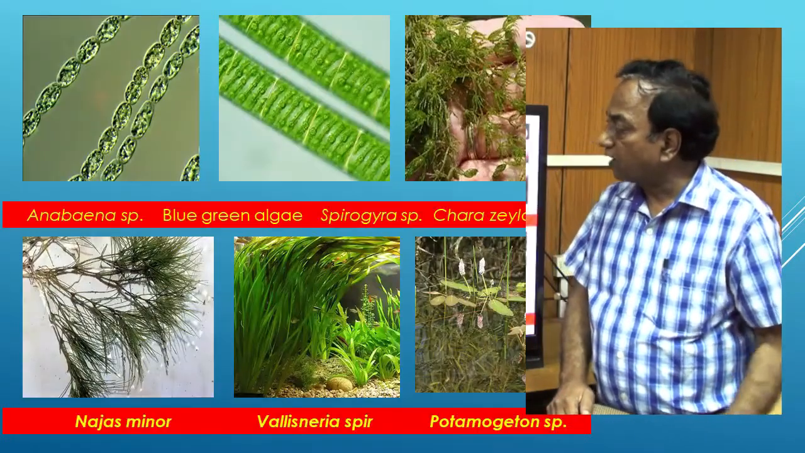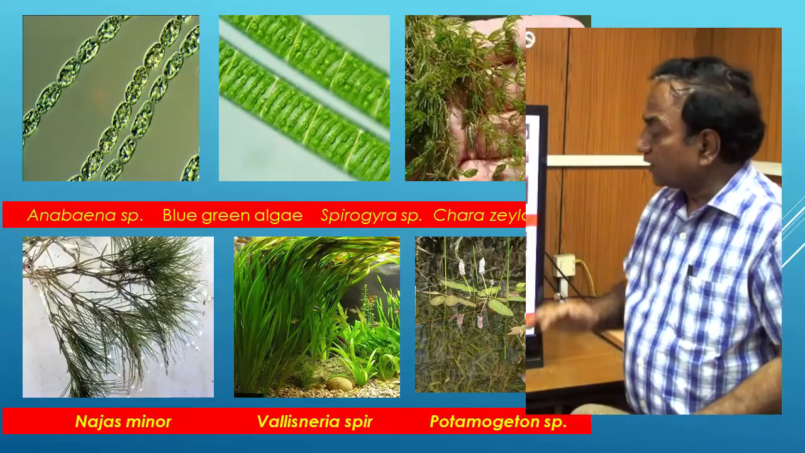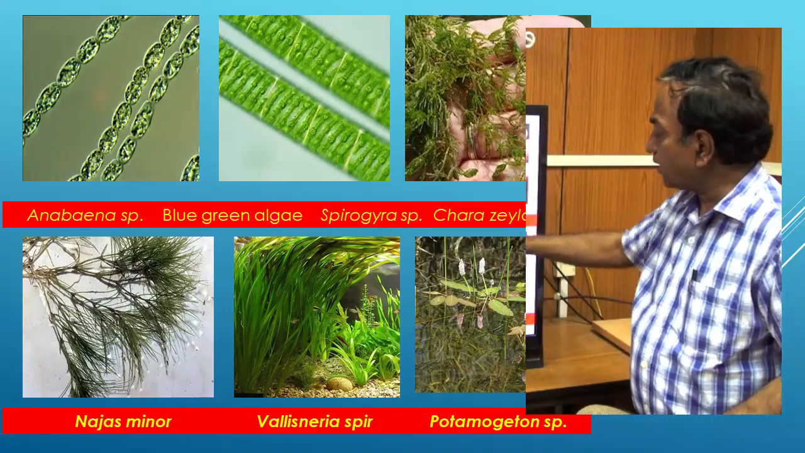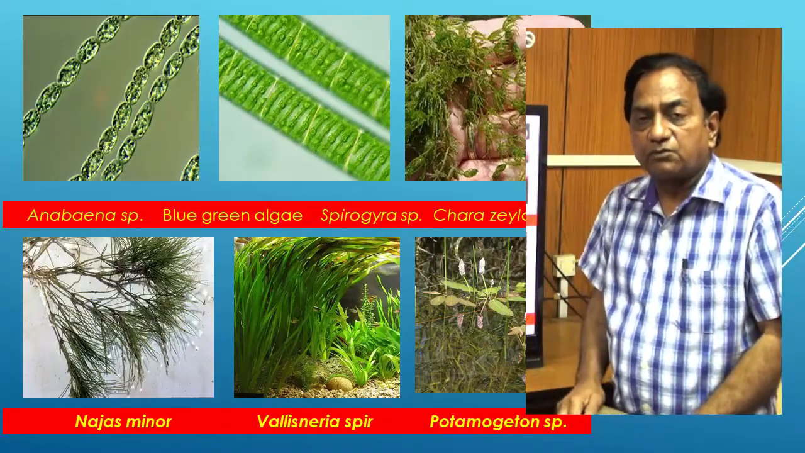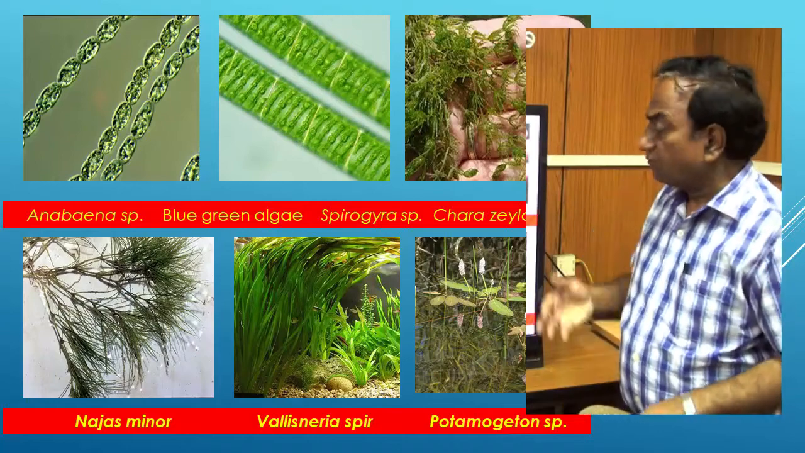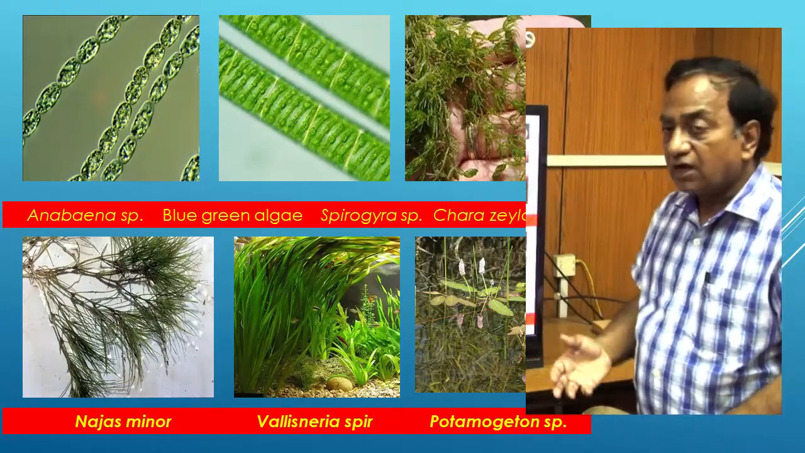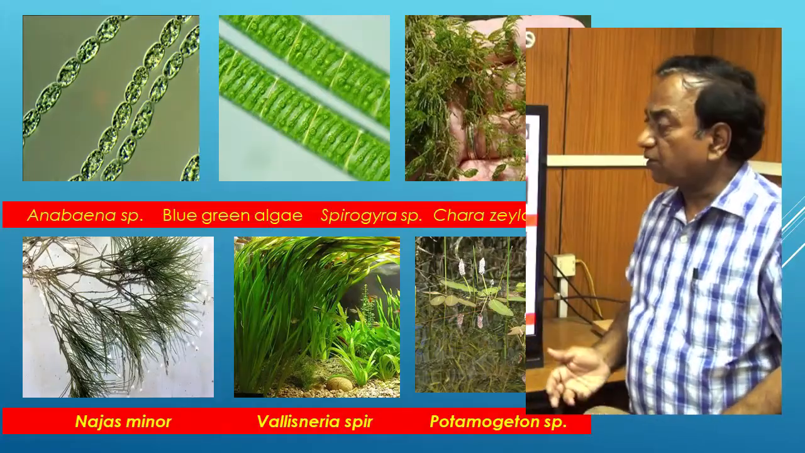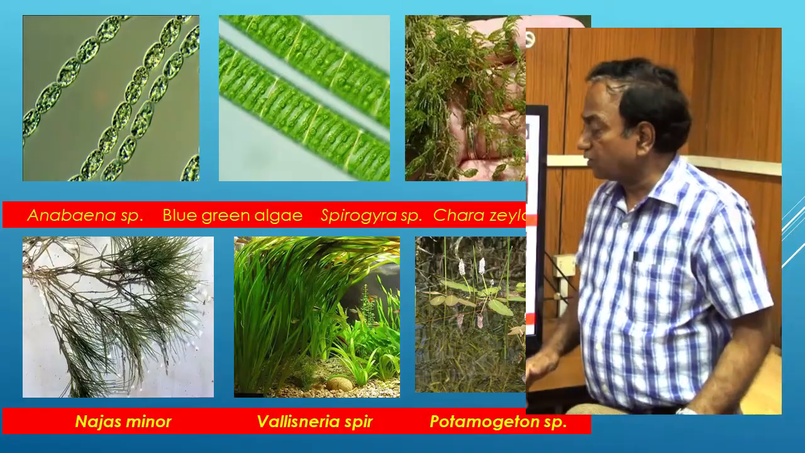So these are the examples, just to see the blue-green algae. This is again a submerged type of weed, Spirogyra, Chara. This is a very dangerous type of weed which is found mainly in paddy fields. Farmers are very much perturbed about this type of weed, and they often complain about its removal. So we just advise them how to control it.